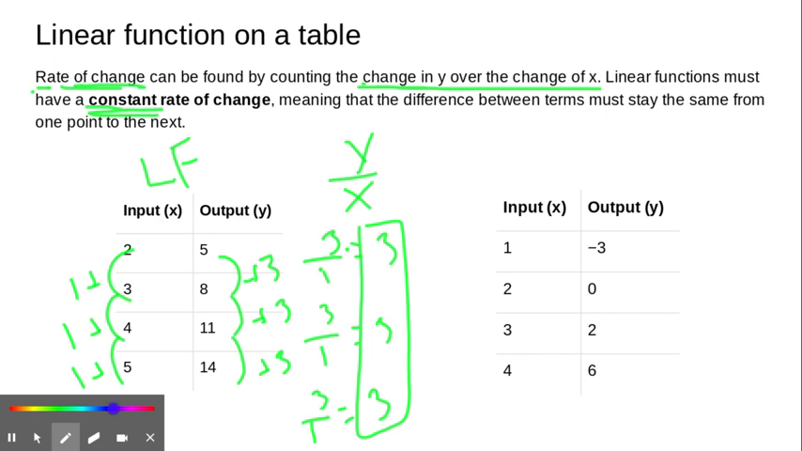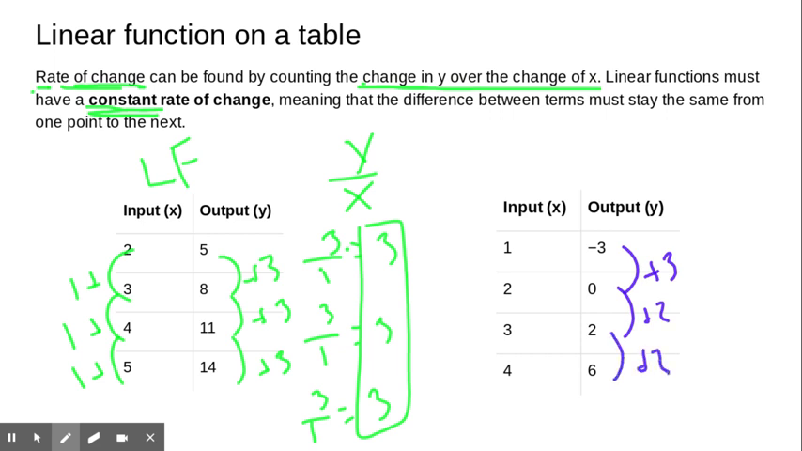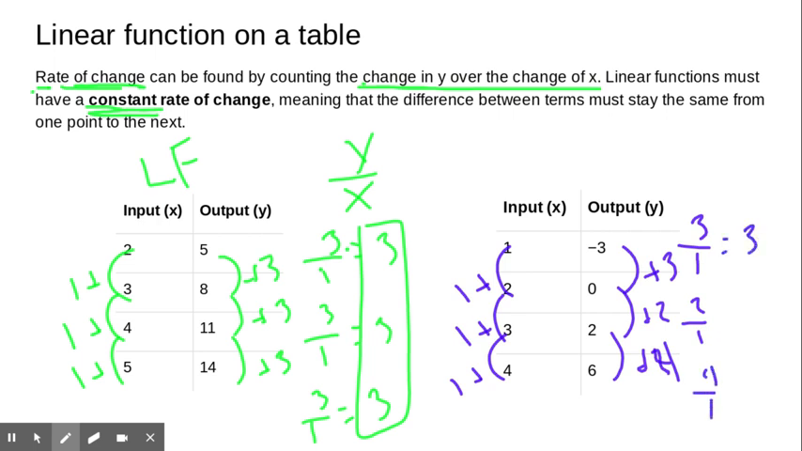Now let's look at the table to the right. To get from negative 3 to 0, I would have to add 3. To get from 0 to 2, I would have to add 2. To get from 2 to 6, I'd have to add, not 2, that would be 4. Now my change in x, to get from 1 to 2, I would add 1, to get from 2 to 3, and to get from 3 to 4, I would add 1. So my rate of change, I have 3 over 1, I have 2 over 1, and 4 over 1. Well, 3 over 1 reduces to 3, 2 over 1 reduces to 2, 4 over 1 reduces to 4.